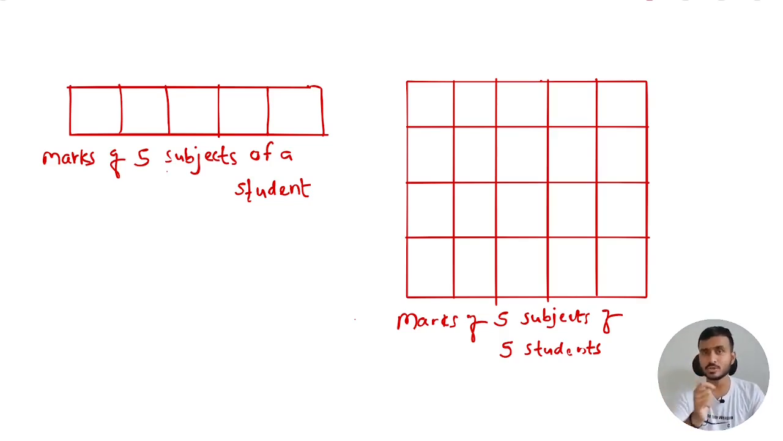Let me quickly revise it. Homogeneous data means all the values are going to be of the same data type, and heterogeneous data means some of the values can be of different data types.